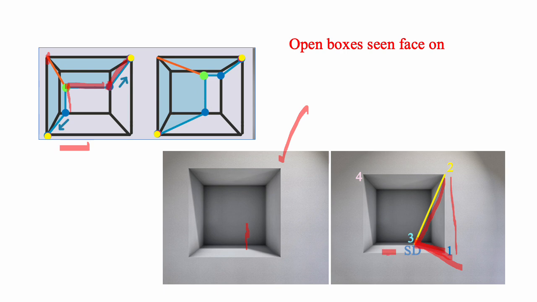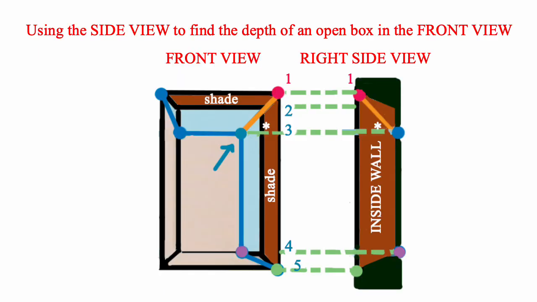Then the rest of the shadow is cast by this horizontal pole. So it goes horizontally here and then diagonally to number 4. To find this point more precisely, we need the right side view. So here's a front view with shade on top and shade on the side. Both of these are casting shadows onto the box or the window.